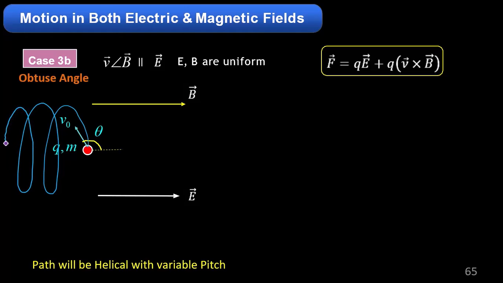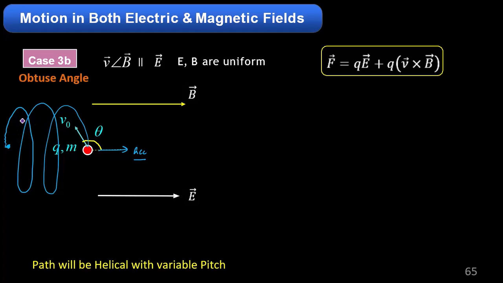So ultimately one point will come when the velocity becomes zero. Why? Because acceleration is in the forward direction, and the initial speed is in the negative direction. So ultimately the speed will decrease, and the particle will come to rest.